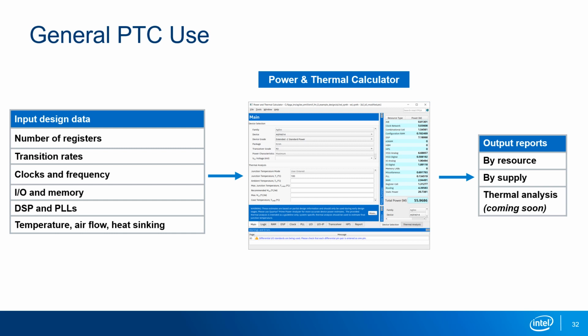As information is entered, report information is generated that provides the estimated power consumption for the device and the design. The calculated information is organized to provide power usage for each type of device resource and power requirements for each supply. As changes are made to the input data, the calculated values update on the fly, providing a true what-if analysis.